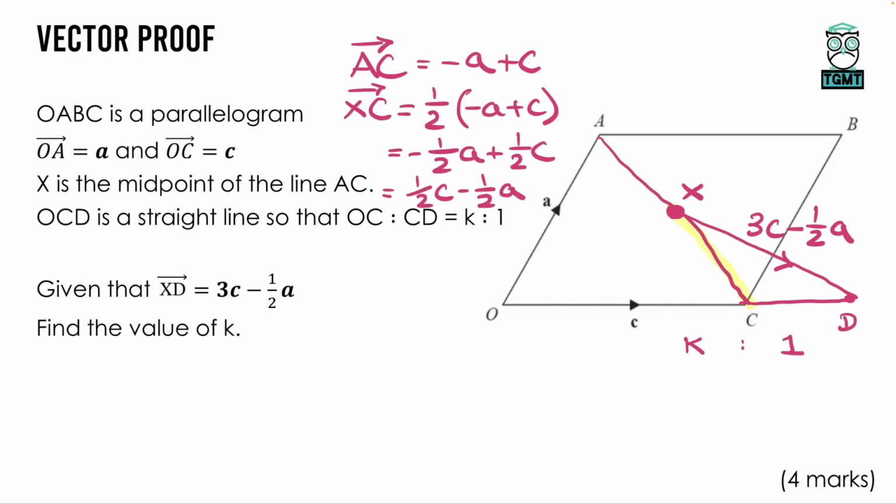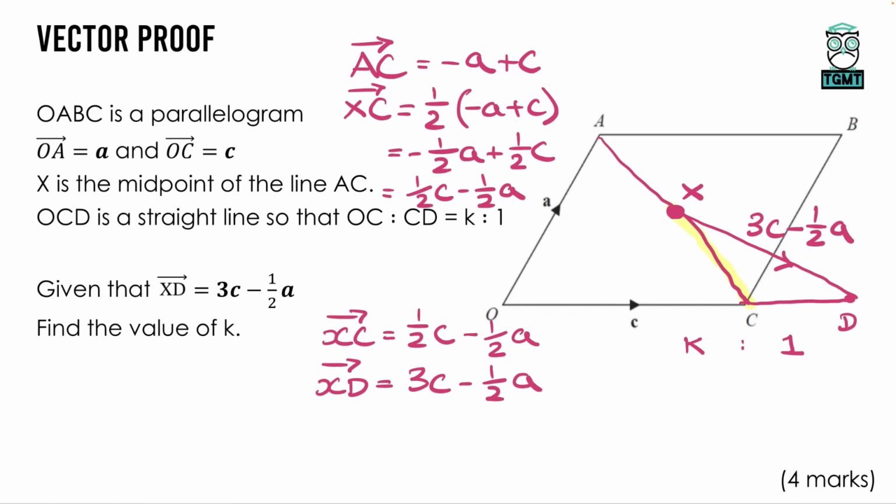Now if we look at these two vectors, to get from x to c, we have the vector minus 1/2 a, and we have the 1/2 c. Now the minus 1/2 a is also in our other vector. That was the vector x to d. So let's just have a look at what's different. To get from x to d, we have 3c minus 1/2 a. So the minus 1/2 a part is the same in both. The difference is we have this 1/2 c and this 3c. So we want to know what the difference is between the two.